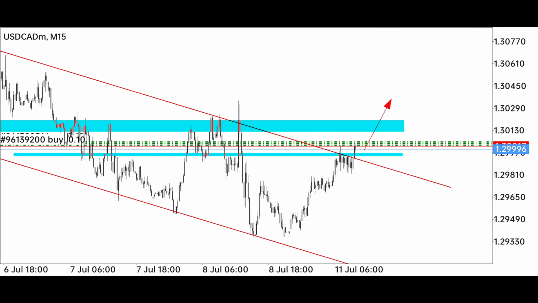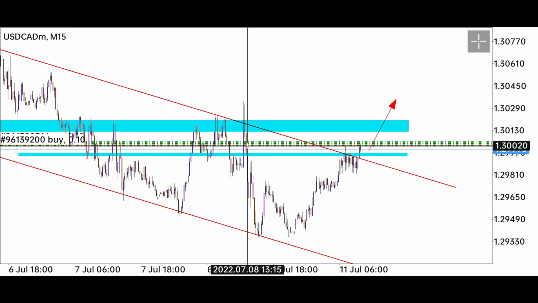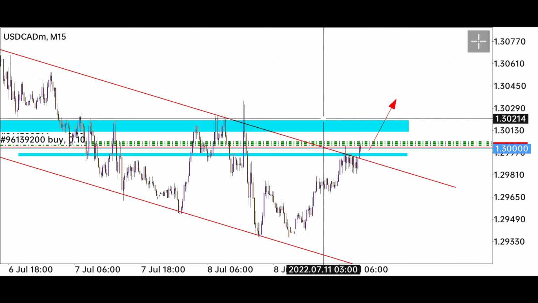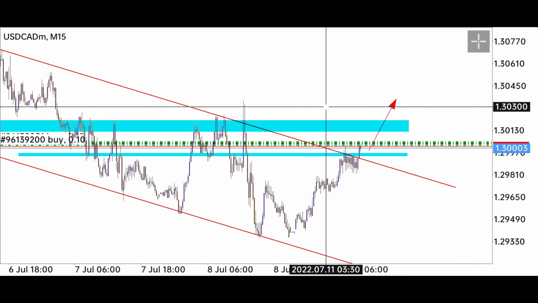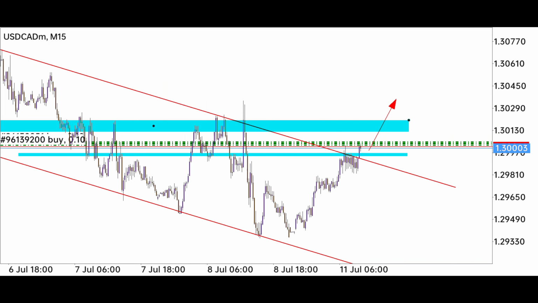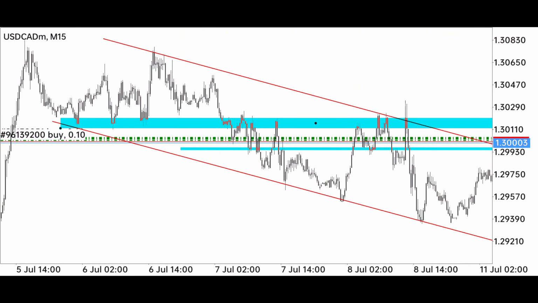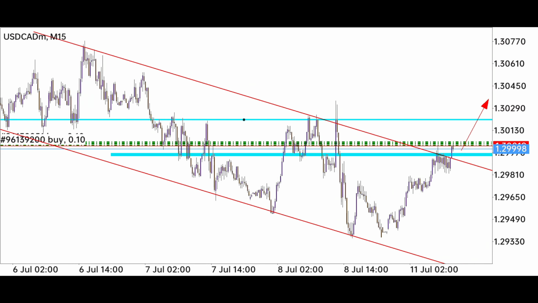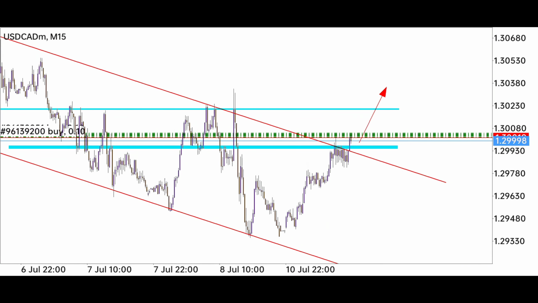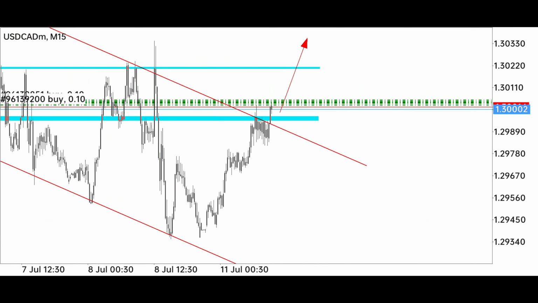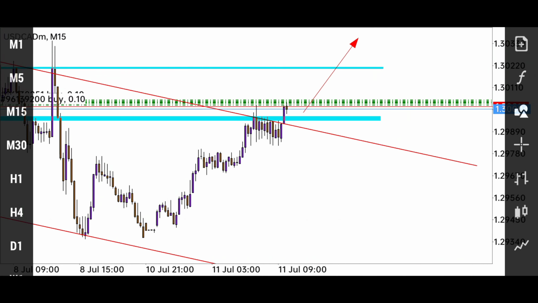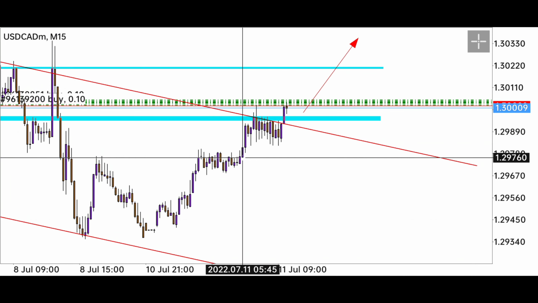Let's see how long the market takes to come here. That's where our target point can be. If the market comes close to this, we will close all our trades. Our stop loss will be below the supply and demand area.